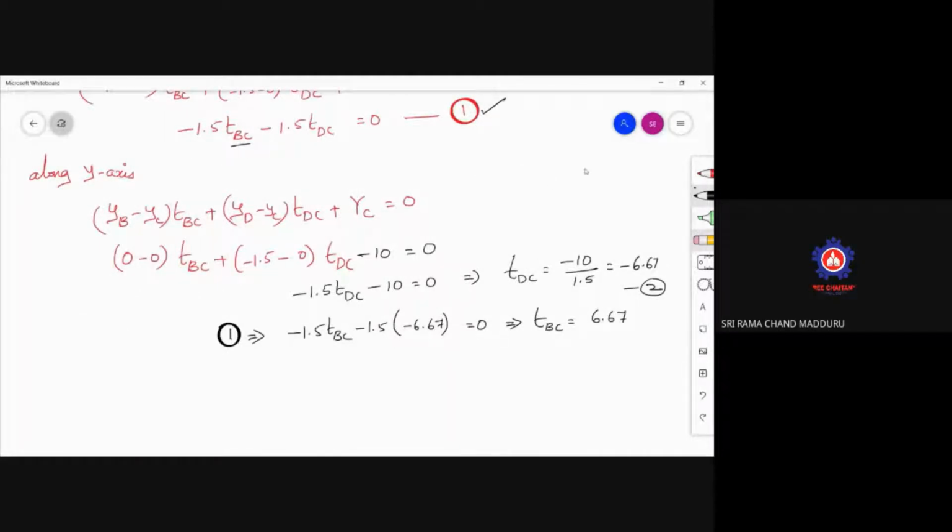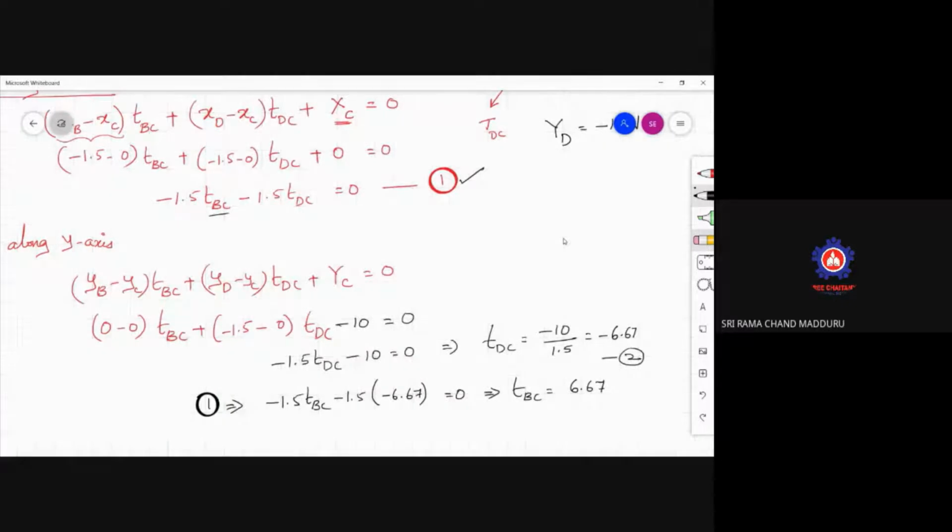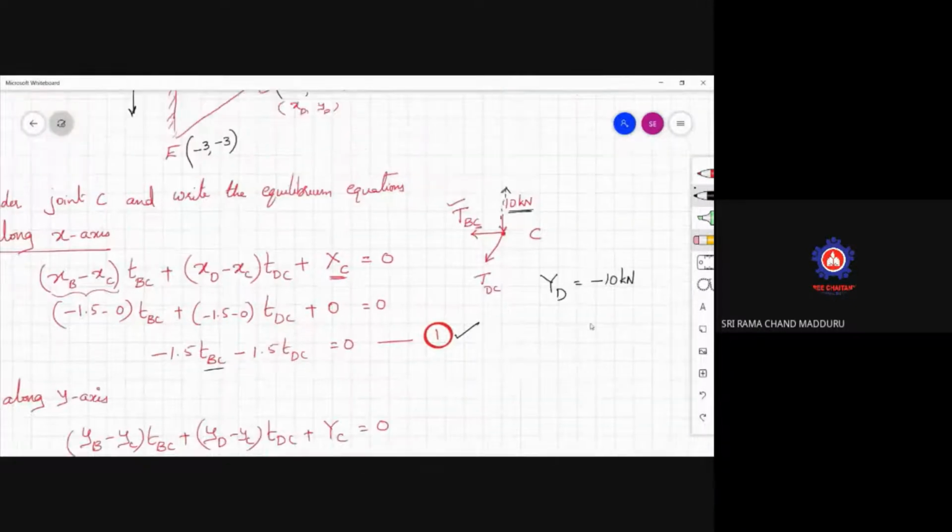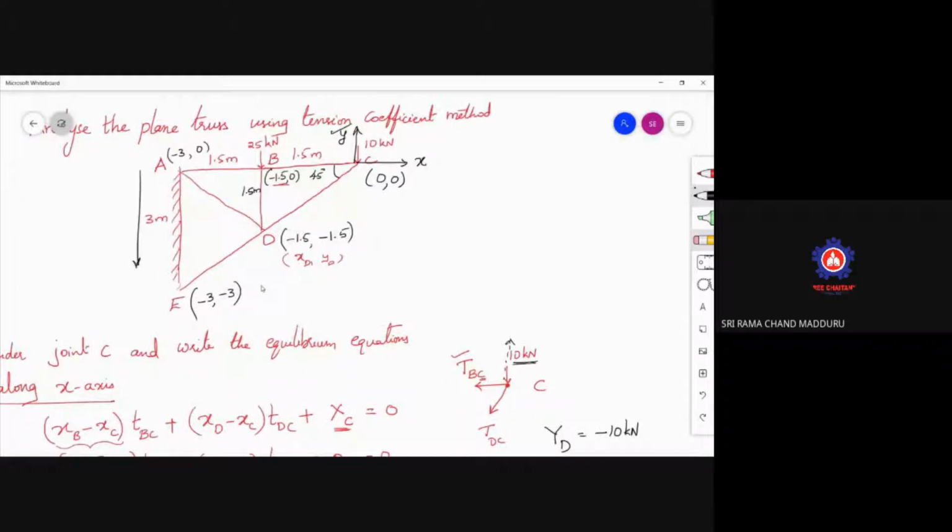Just go to our diagram once. Go to the diagram once. What is the length of the member CD?